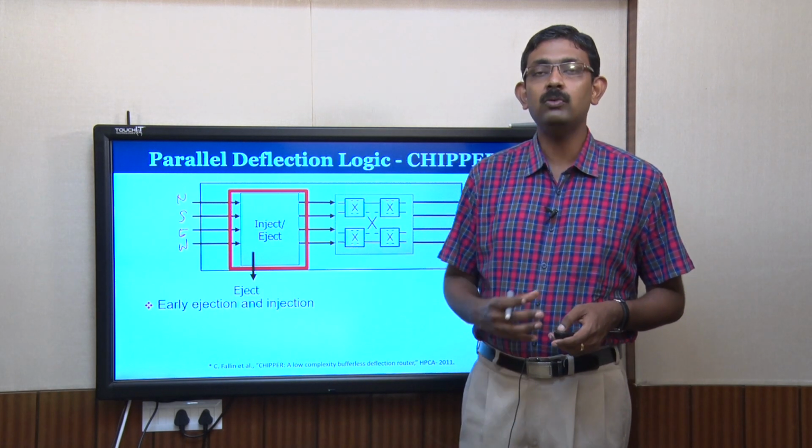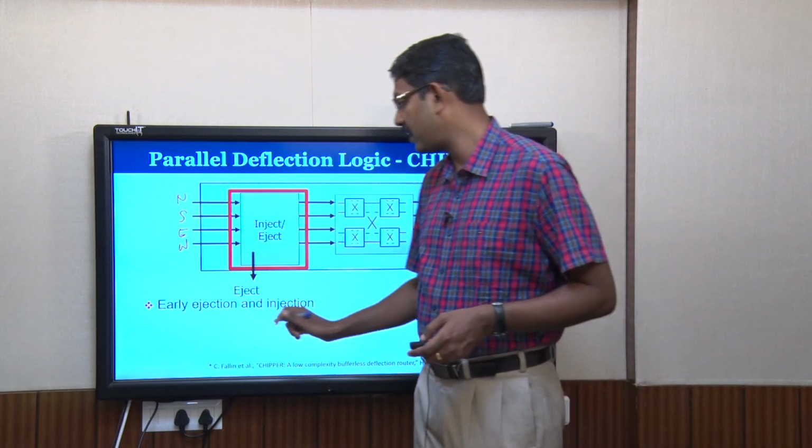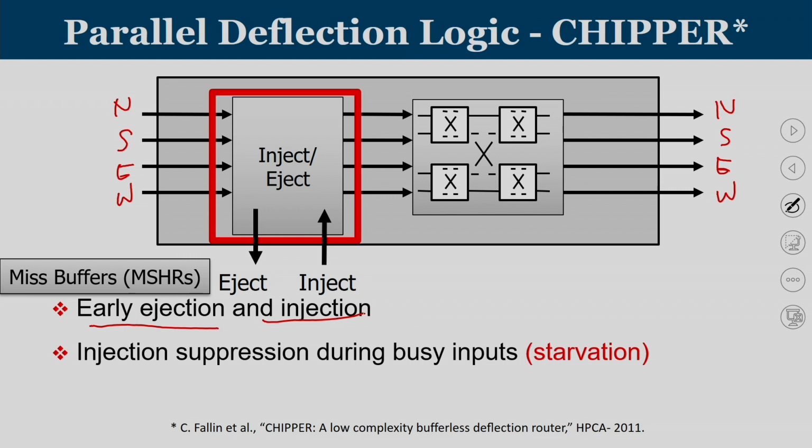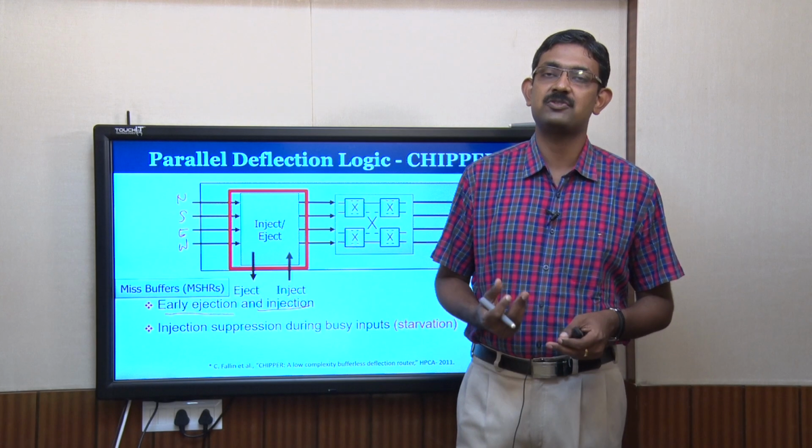If so, remove that flit from the router pipeline, and that is known as early ejection. Similarly, we have an injection also to be done. Once the ejection is over, then you are going to inject the newly created packets. In a tiled chip multicore processor, packets are injected whenever you have to send a flit into the router, and that happens whenever there are cache misses.